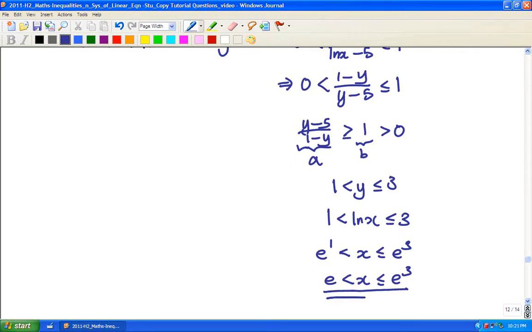In other words, we are changing our logarithmic form to our exponential form, so that we can express our inequality in terms of x.